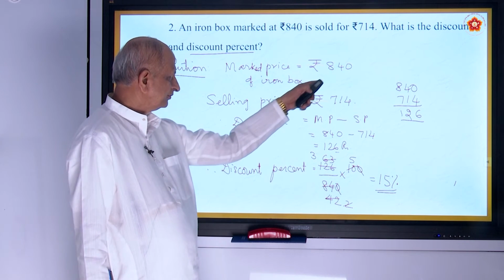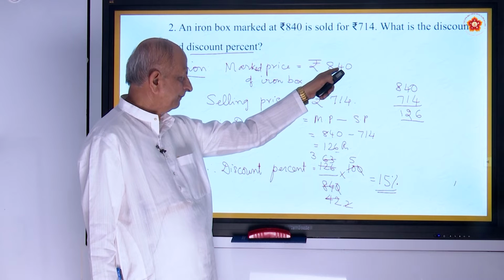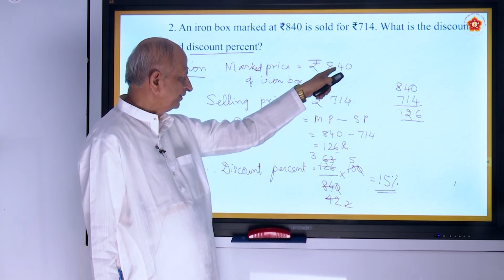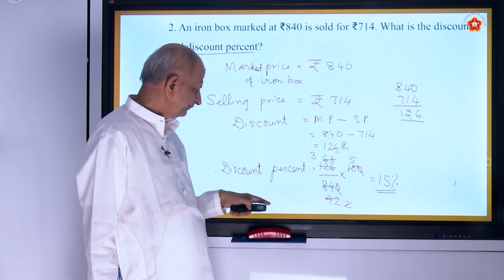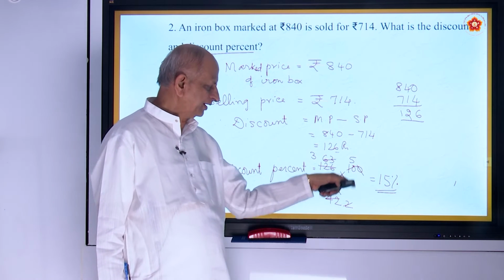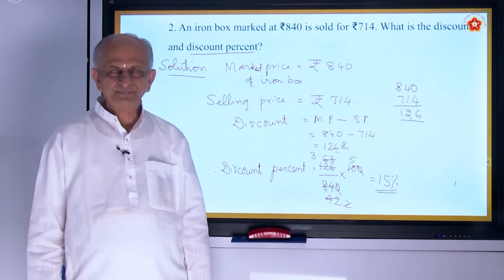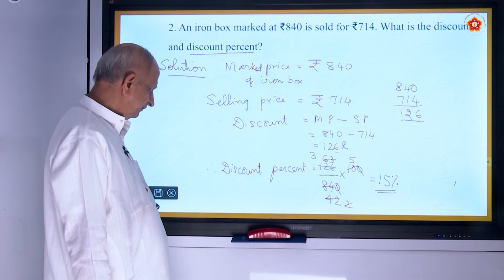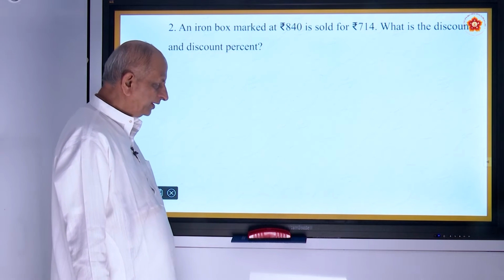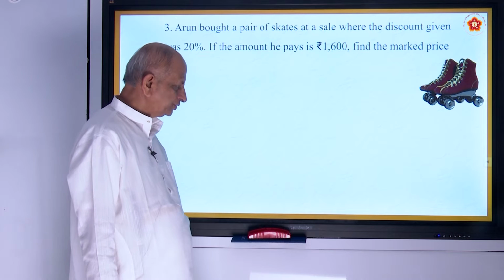How did I get it? Subtract the selling price from the market price. You get a discount of 126. Then find the percentage, into 100. Okay, that is 15%. Super. Noted? Shall we pass on to one more question?